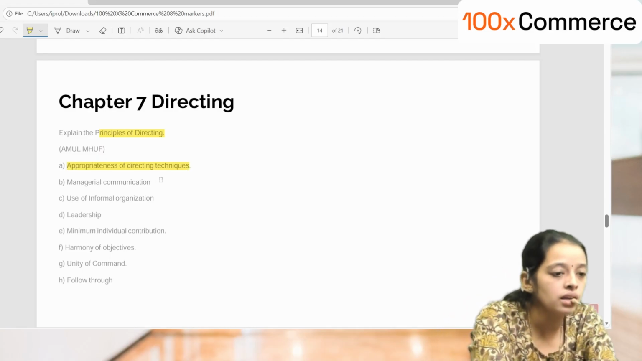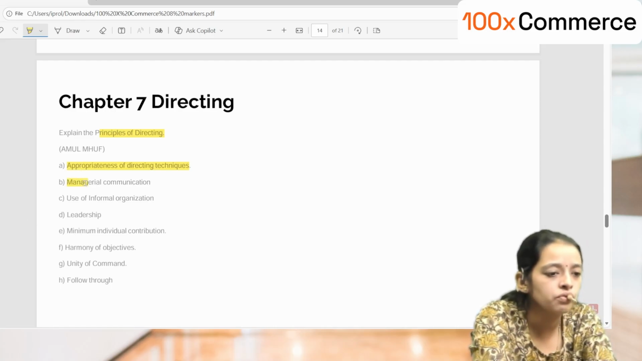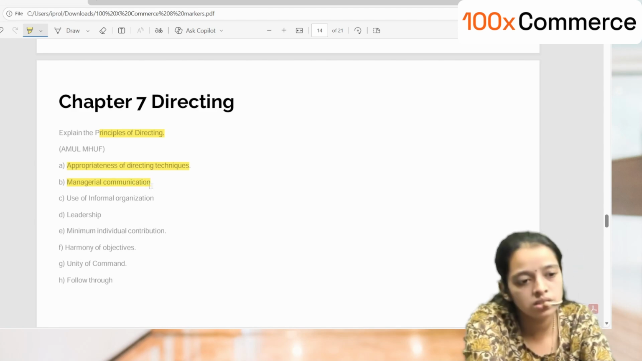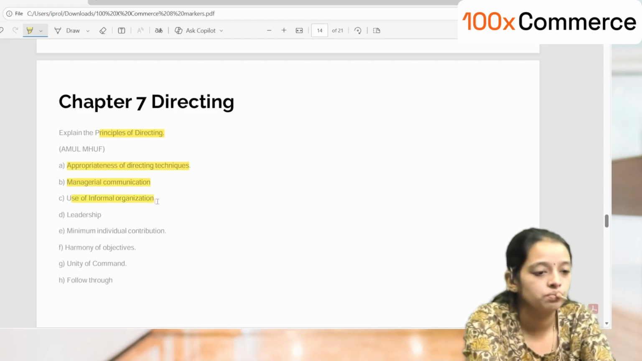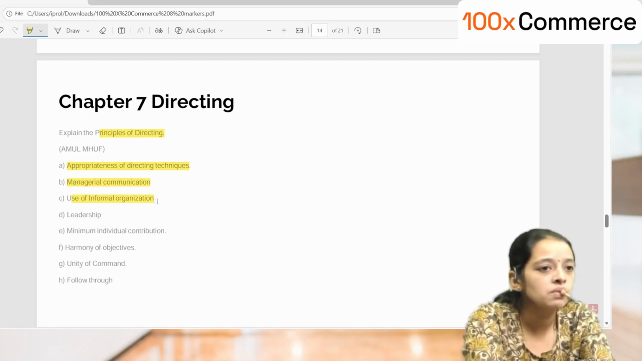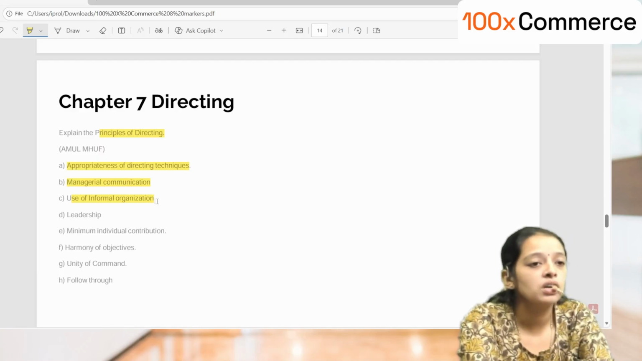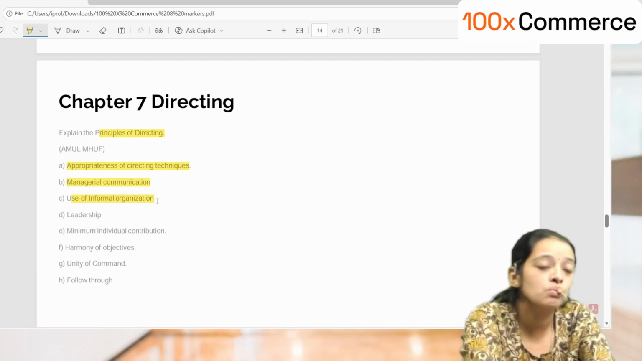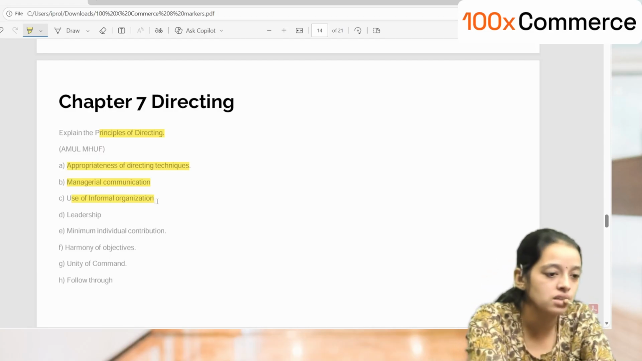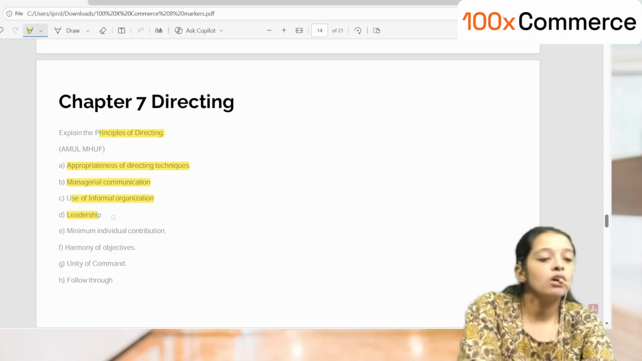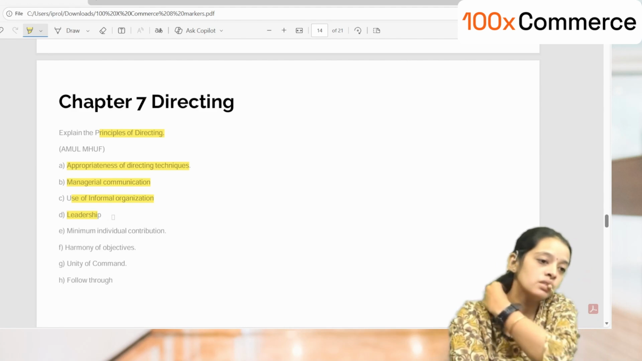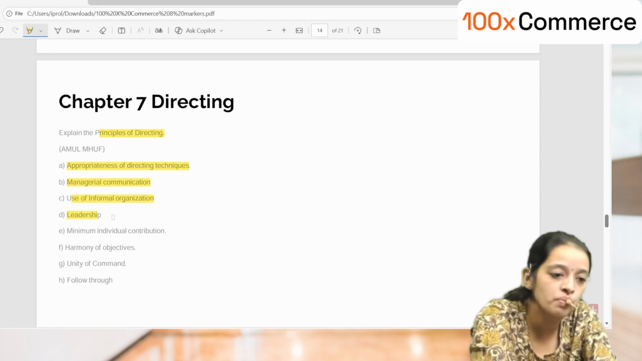Next one is managerial communication. There is always something to communicate from the side of management, that is managerial communication. Then in directing we make use of even the informal organization. It's not always formal. Sometimes we do use an informal way of communicating with people, convincing them, motivating them, guiding them, etc. Next one is leadership. We have different styles of leadership like autocratic, democratic, laissez-faire. According to the situation, the principle of leadership is also used.